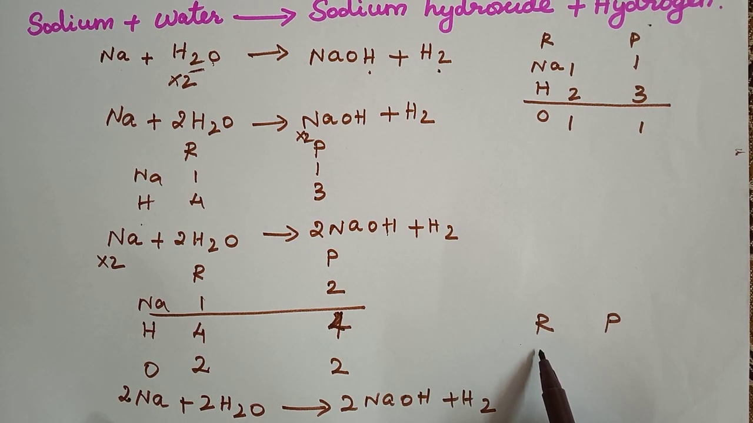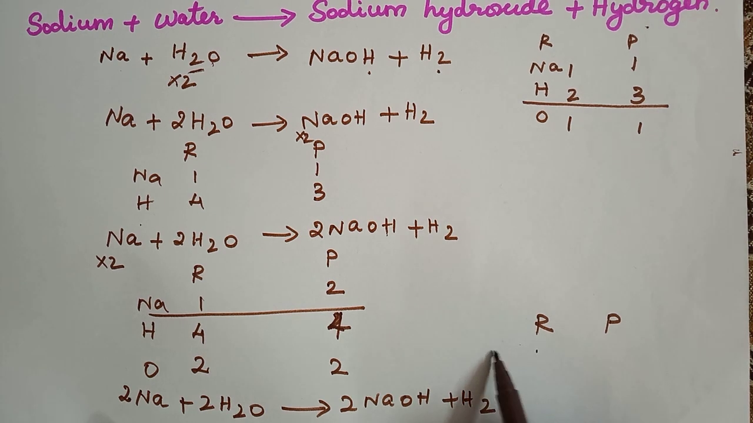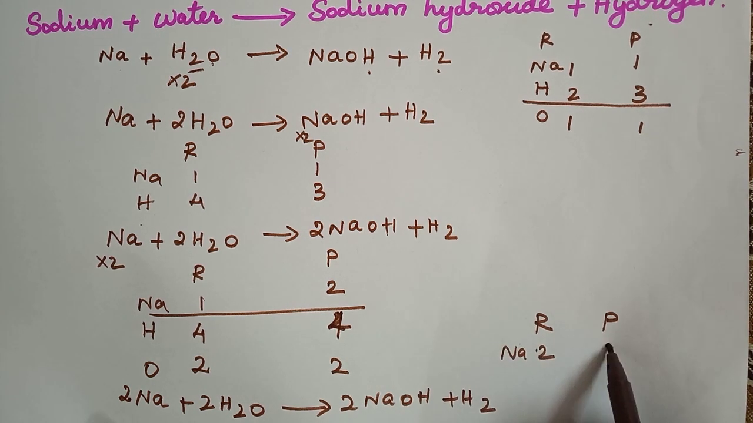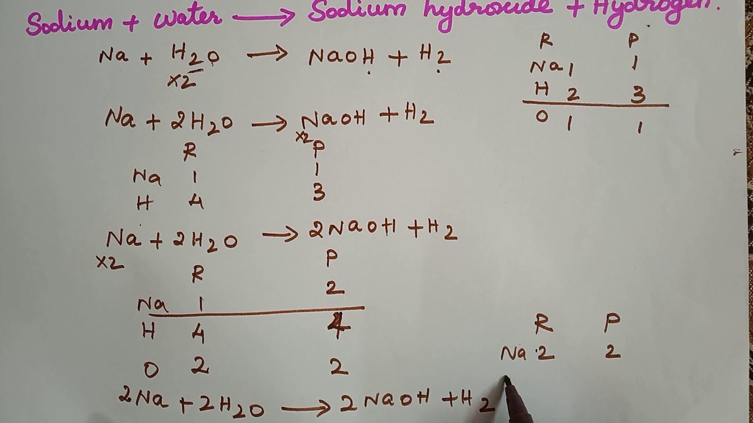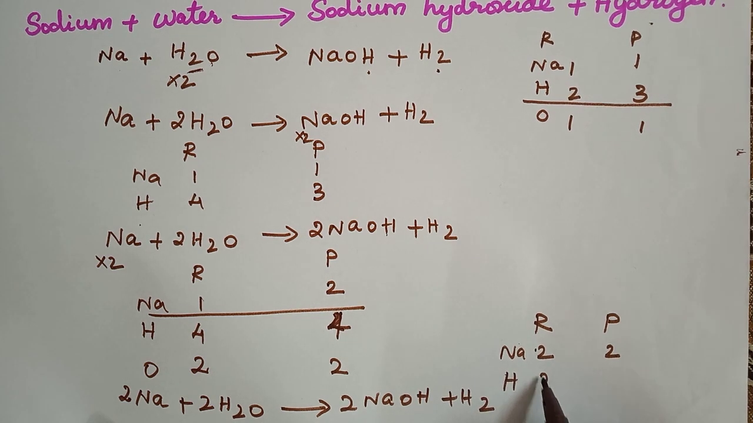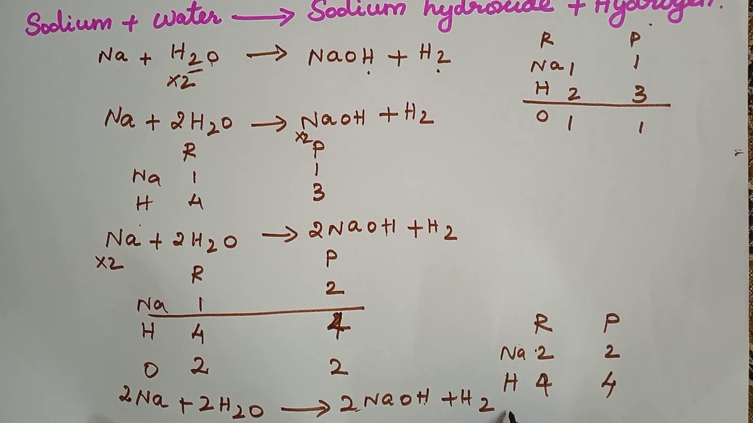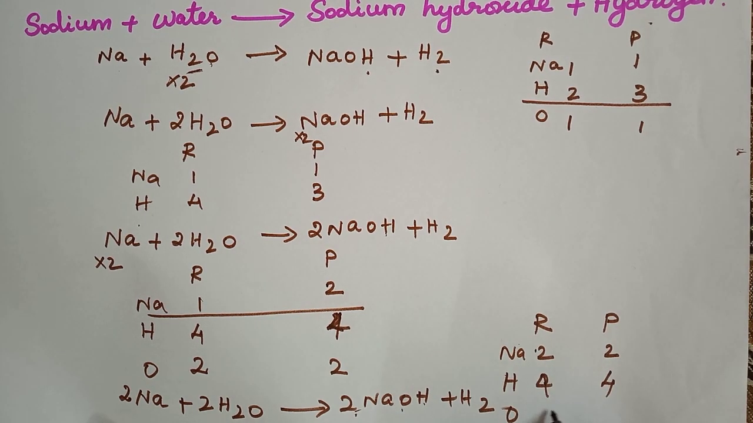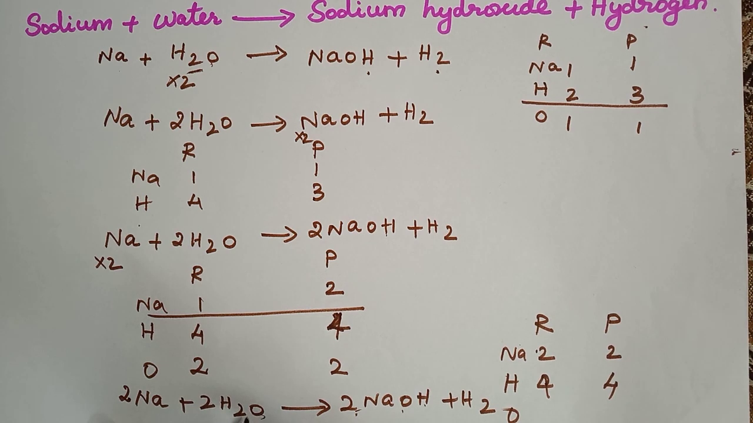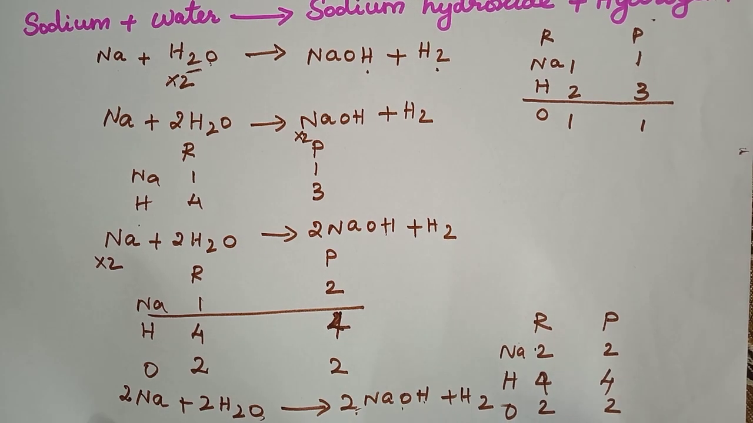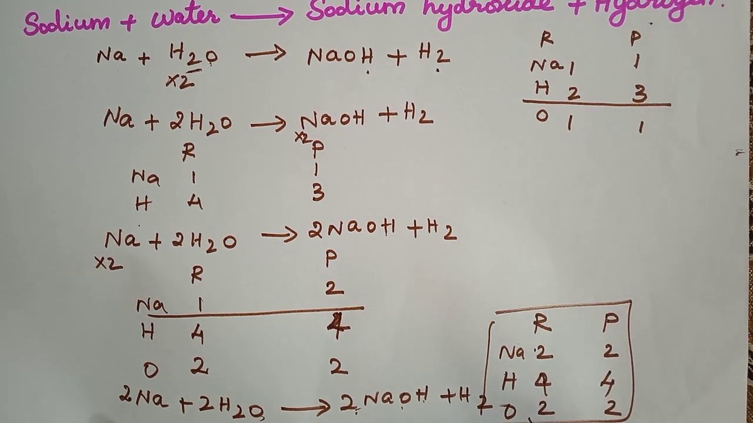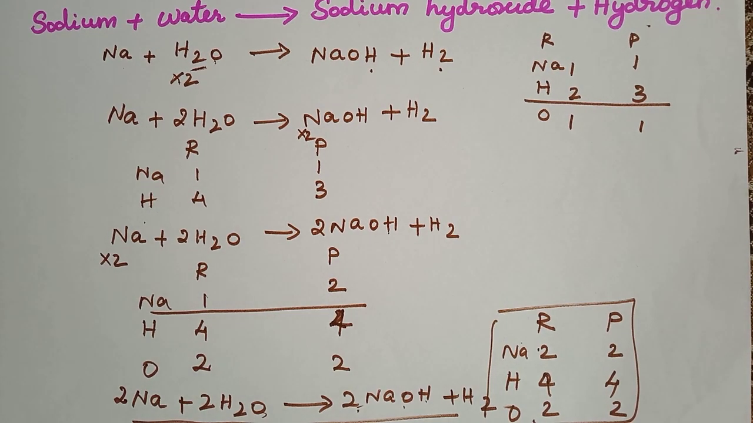So reactant side, how many Na we have? 2, this side also 2. And how many H we have? Here 4 we have. This side also 2 plus 2, 4. And how many oxygen we have? 2, this side 2. So now the chemical equation is balanced. Understood?